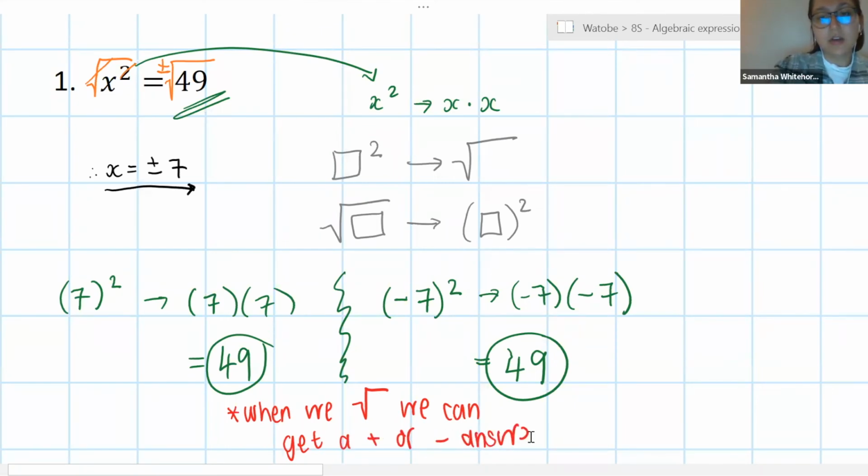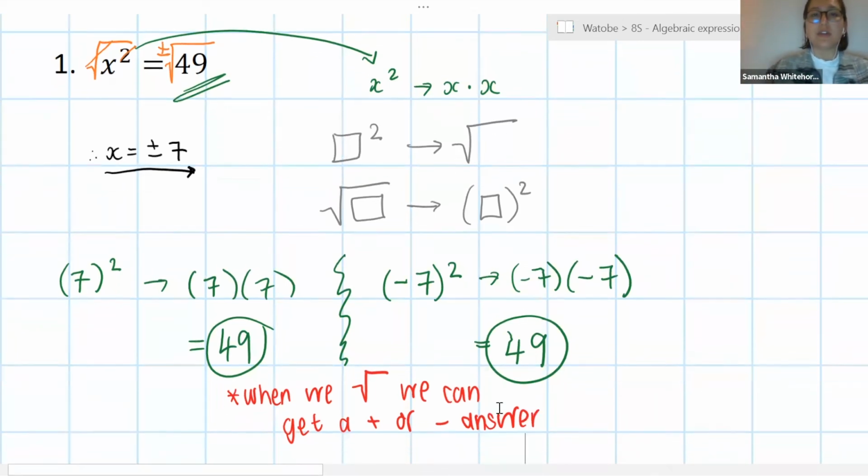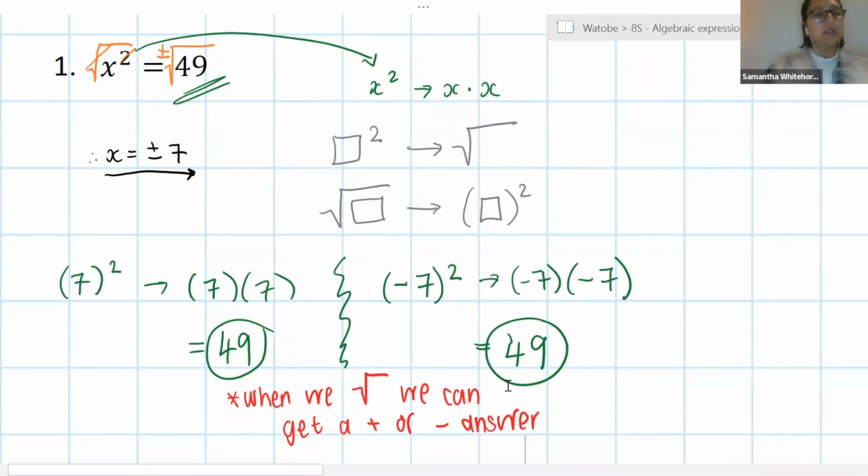Okay, now that concept of getting a positive or negative is going to be so useful to you as you start to move on in maths. In grade 9, this comes up. This is going to come up in grade 10, grade 11, grade 12. So just understanding that bit is really, really important.